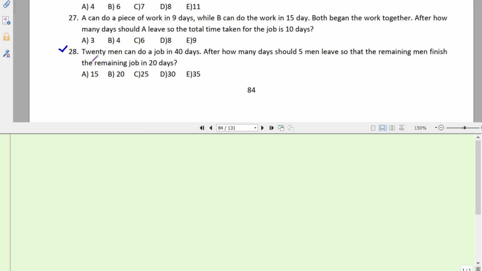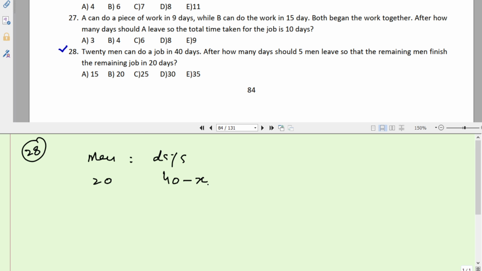Okay. So, men and days. The question is from the men and days topic. It's always inverse. More the men, less the days; less the men, more the days. The question says 20 men can finish the job in 40 days. But after some time, what happens? Some people will leave. When should it happen? Like after X days. I told you that whenever he says after this many days, you have to subtract it.